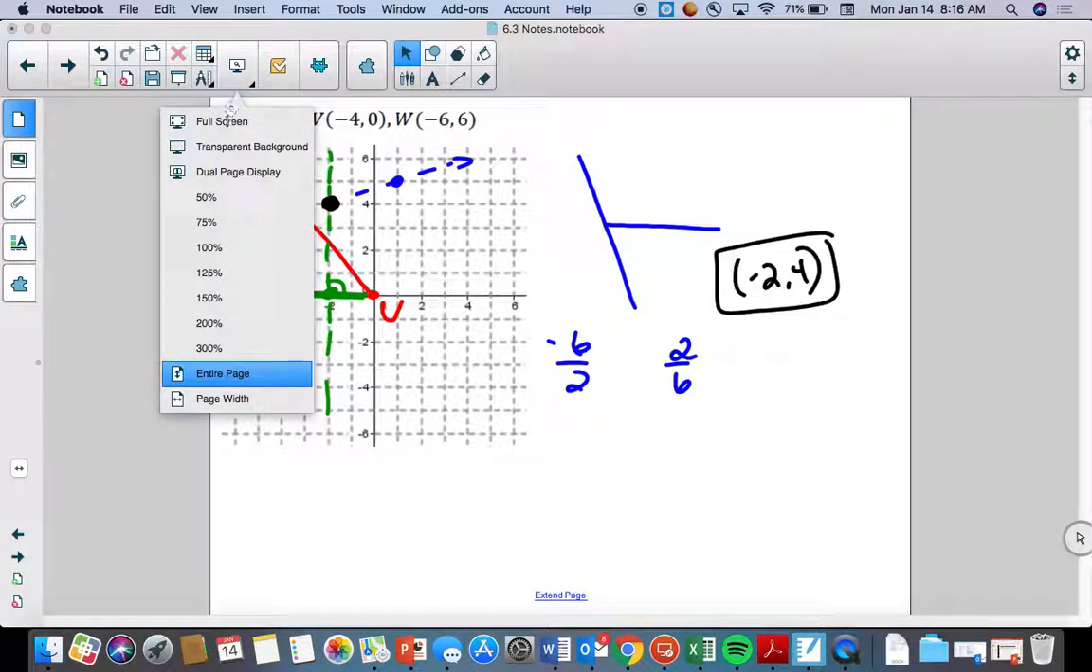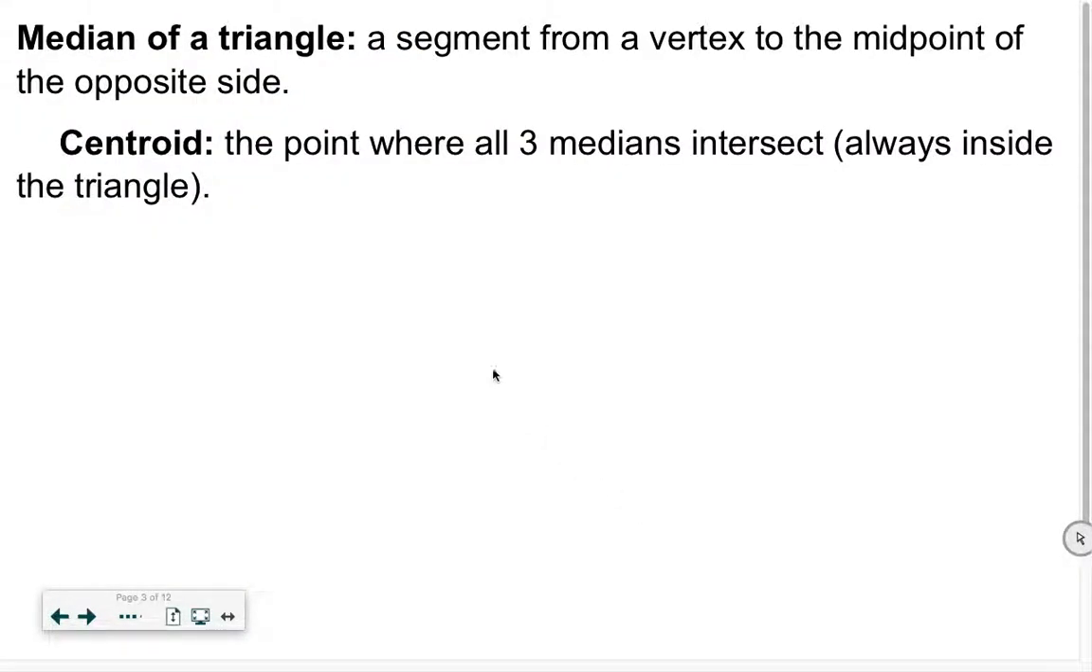We're going to go ahead and get started here on our third type of segment. So far we've talked about perpendicular bisectors and angle bisectors, and today we're going to talk about medians. A median is a segment that goes from a vertex to the midpoint of the opposite side. Those are the words you're filling in there.